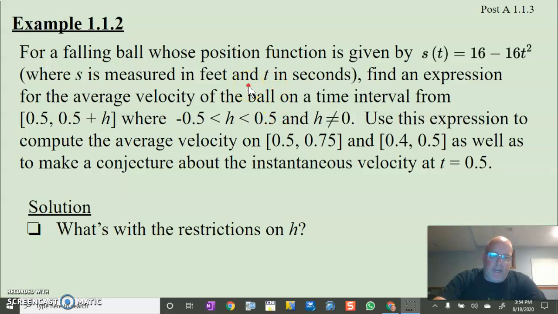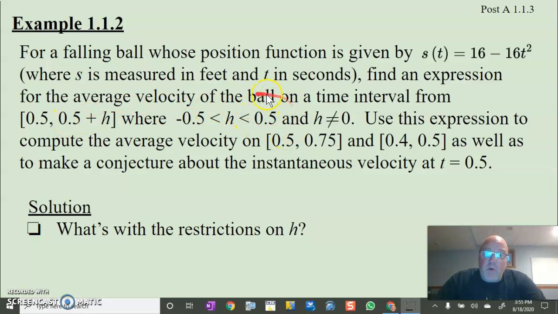There's not an obvious answer, but I like to answer these questions by saying, well, let's play the game that these restrictions were not put on h. So let's say we could let h equal negative 1. If we let h equal -1, then this value right here becomes 0.5 minus 1, which is -0.5. And so we're talking about a time interval from 0.5 to -0.5. Time can't be negative. So we got an issue there.